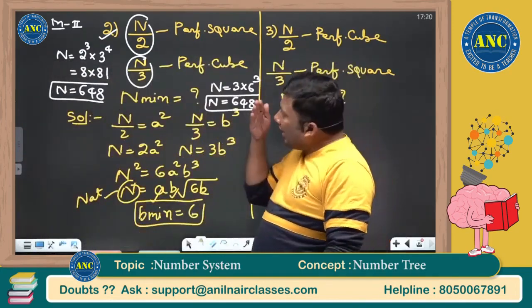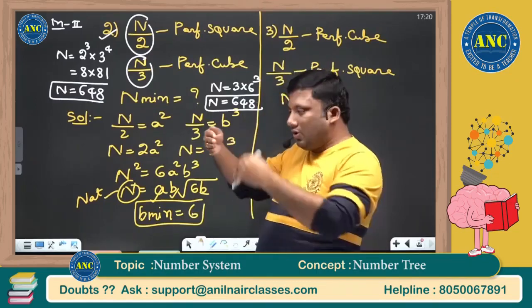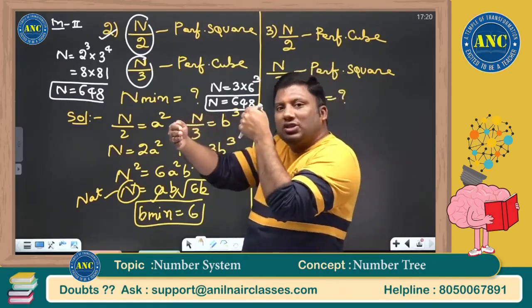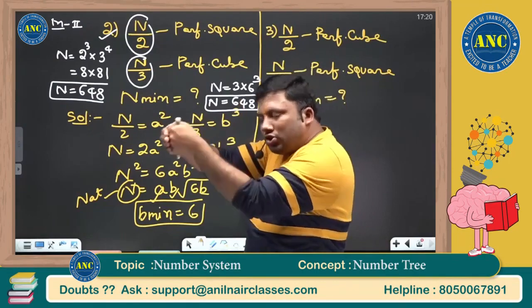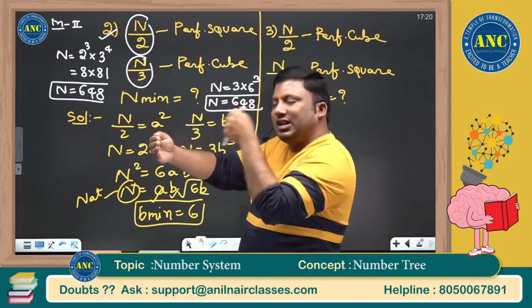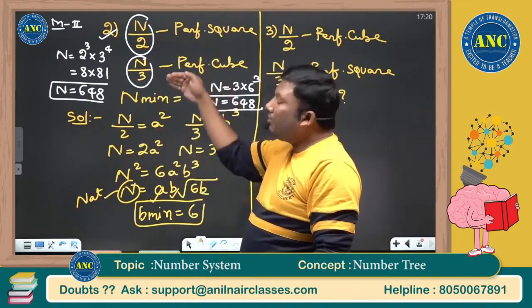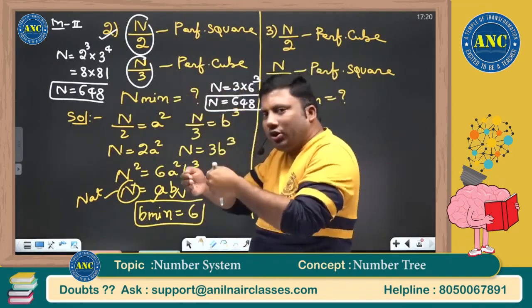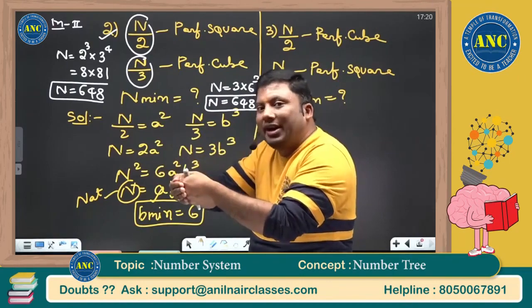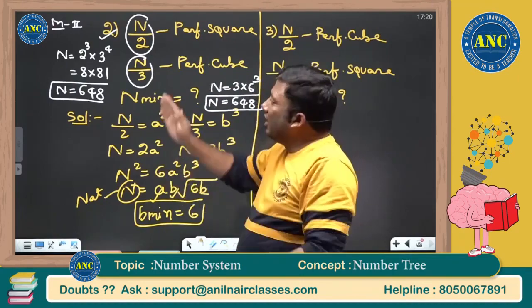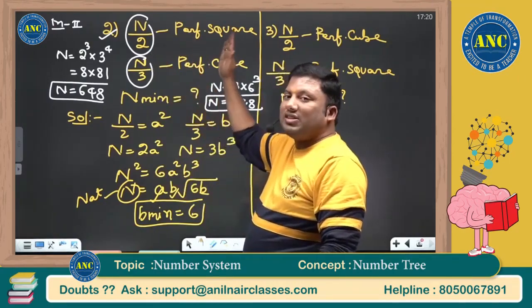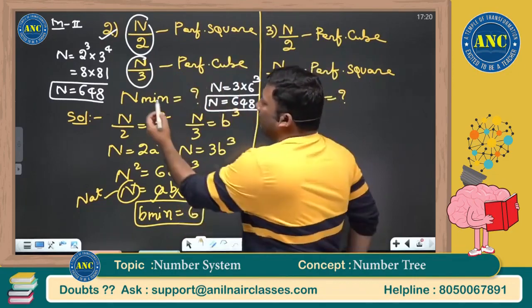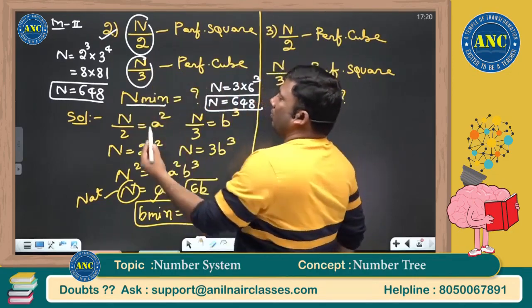Again I am telling you, n by 2 is a perfect square. Any perfect square which is a power of 2 is 2 square, 2 power 4, 2 power 6, 2 power 8. When you divide by 2, it is a perfect square. So that number should have 2 cube. 2 cube divided by 2 is 2 square. It can be 2 power 5, 2 power 7 and so on also. Because we want the minimum value, I took 2 cube.